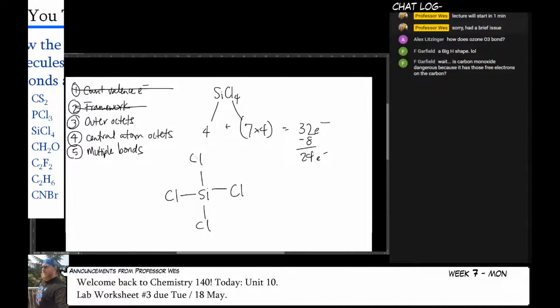And then I'm just going to put electrons on the octets on the outside. 1, 2, 3, 4, 5, 6, 7, 8, 9, 10, 11, 12, 13, 14, 15, 16, 17, 18, 19, 20, 21, 22, 23, 24. Look at that. And we're all done. There you go, SiCl4.